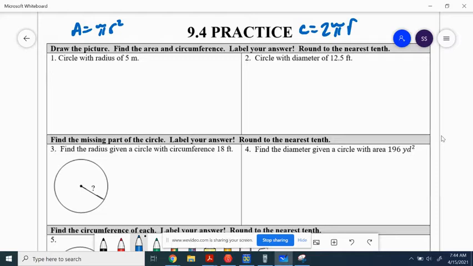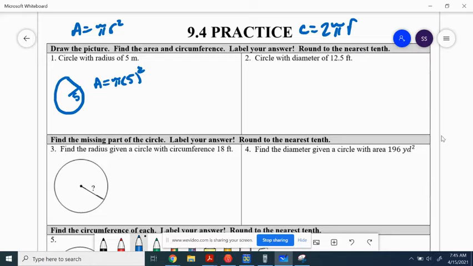All right, so looks like for 1 and 2, we need to draw a picture and find the area and the circumference. So let's start out by drawing the picture. So here's a circle and has a radius of 5. Okay, so we need to find the area and the circumference. So if I want to find the area, it's just going to be pi times 5 squared, and we need to find our answer to the nearest tenth.